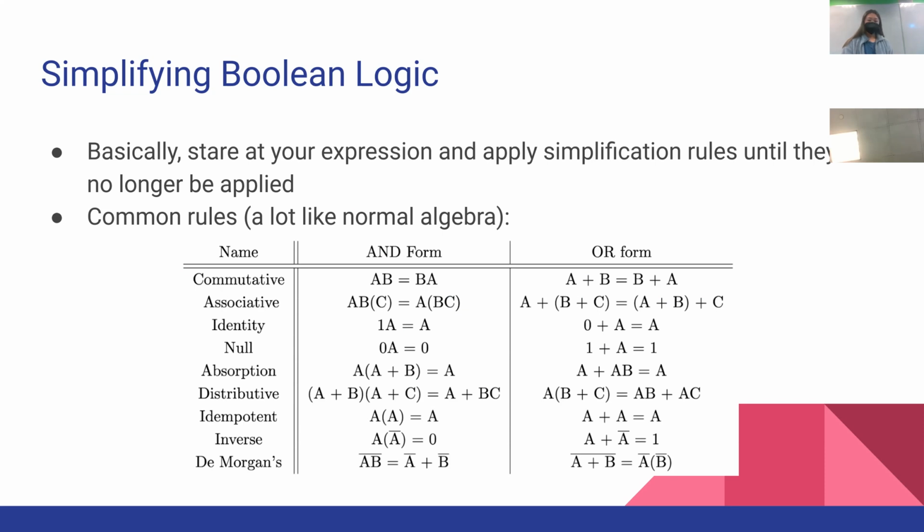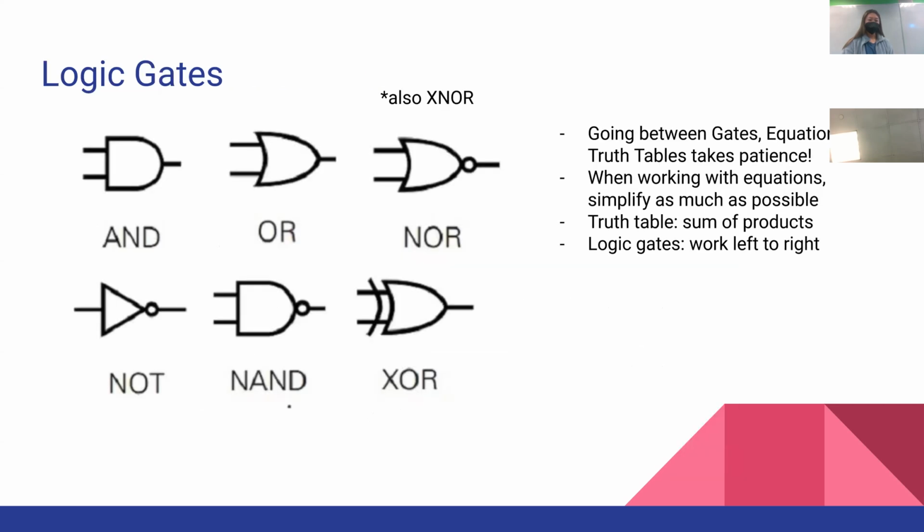But this is just a list of some of the properties, the rules that you can apply. It may seem a little confusing now, but you'll work through some of these problems in the discussion worksheet today. When you're working on those problems, I would say have this chart up and available because these will really help with simplifying your expressions.